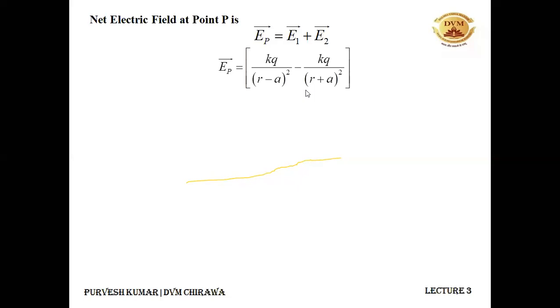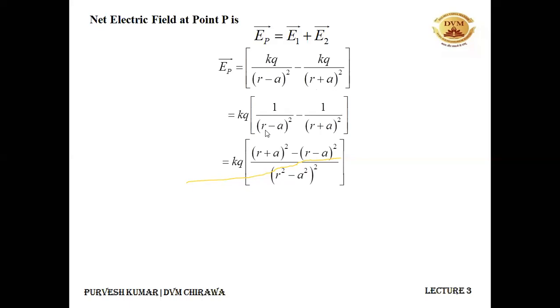KQ can be taken common. So I take this KQ common and I am left with 1 upon R minus A square minus 1 upon R plus A square. All right. And then it can be solved by taking the LCM. So when I take the LCM, it comes out to be R square minus A square to the power 2. A plus B, A minus B is given as A square minus B square. And now the A square minus B square and then the square to it.